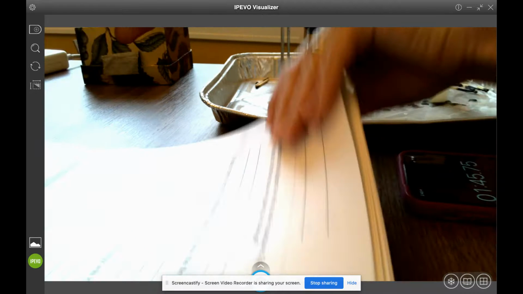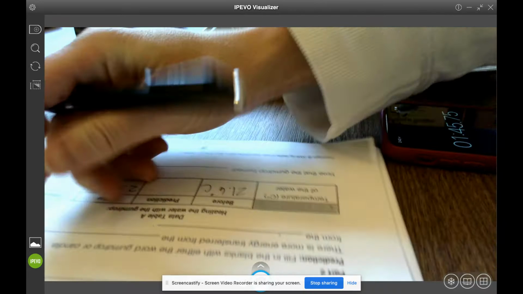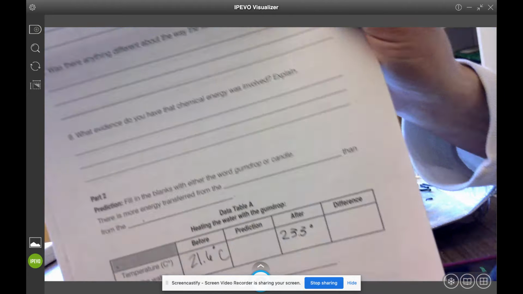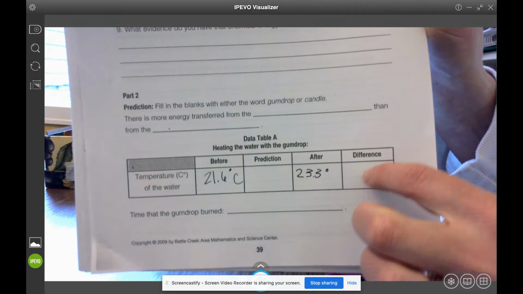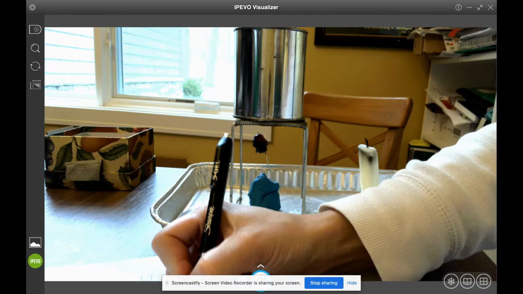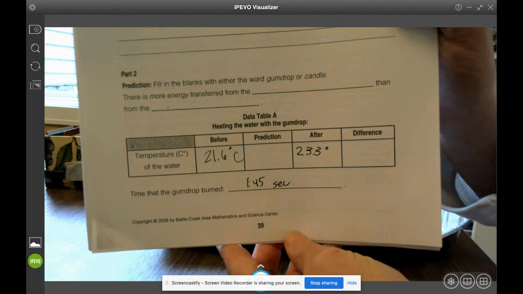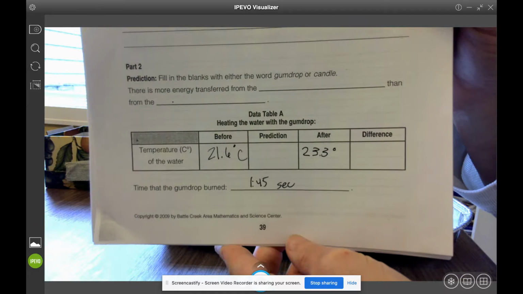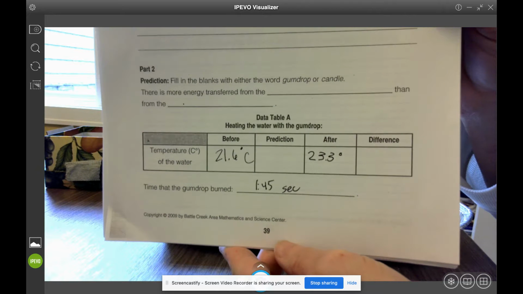And I don't know what your prediction was. I thought it was 1. Okay, that's kind of what it shows there. So it went from 21.6 to 23.3, and we'll calculate the difference. We'll subtract those two numbers in a little bit. And it burned for 1 minute, 45 seconds. So once I get the candle lit, we'll let it burn for that same amount of time, and we'll see how much difference we can get there. Okay?